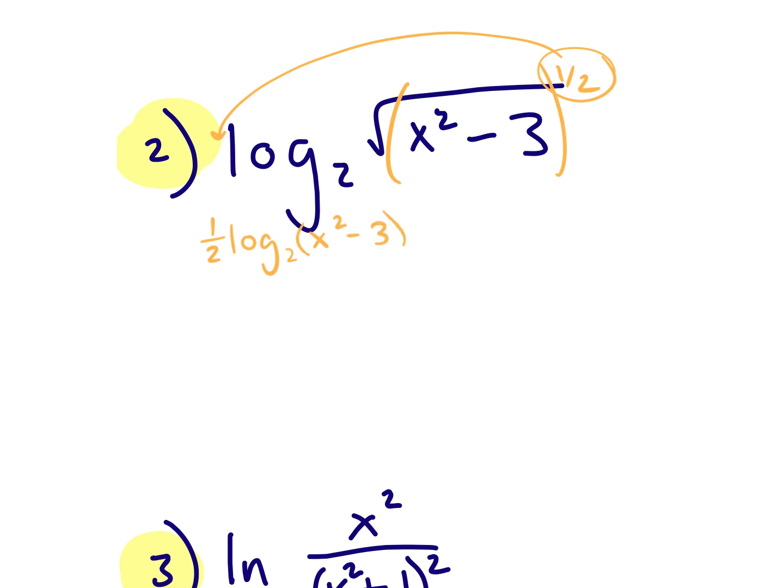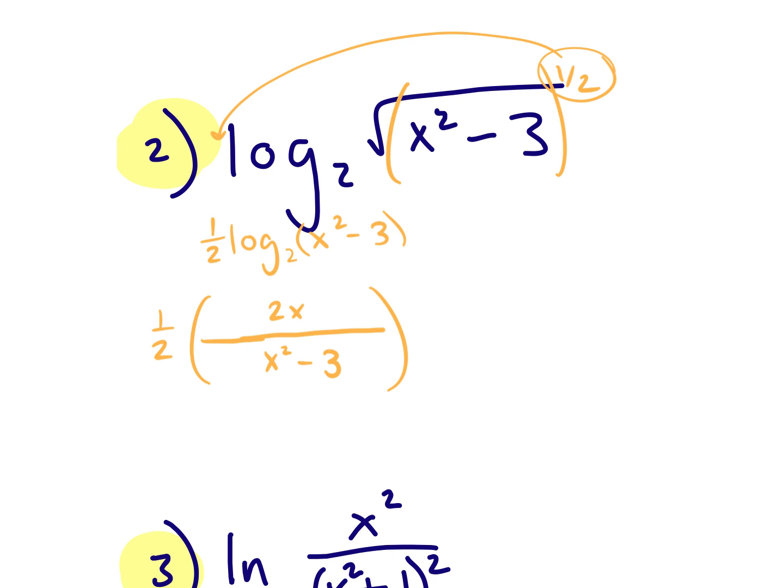Now we can take the derivative. So taking the derivative of a log is almost the same thing as taking the derivative of an ln. What we're taking the log of is going to go on the bottom, so x squared minus 3 goes on the bottom. The derivative of that's going to go up top. So what's the derivative of x squared minus 3? 2x. The 1/2 is going to stay out front because that's just our coefficient.